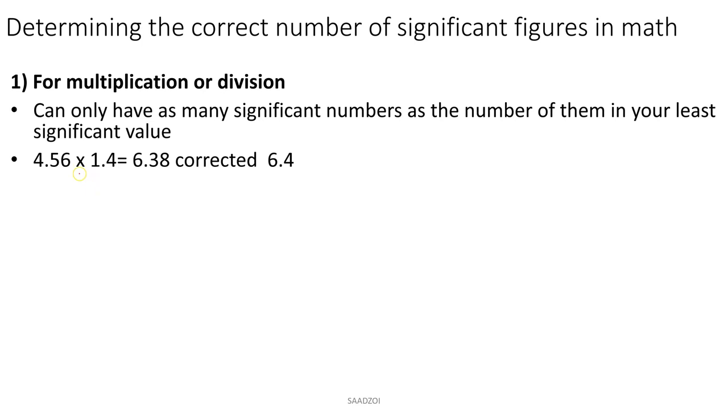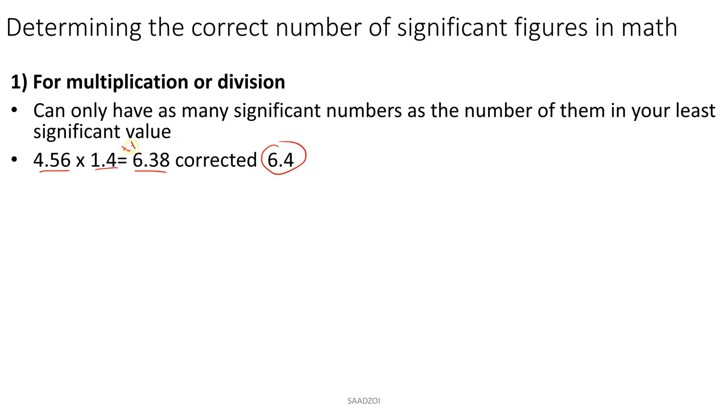So you look at all the numbers you're multiplying together and identify which one has the fewest sig figs. Here we have 3, here we have 2. 2 has fewer sig figs, so our answer can only have 2. If there was 4.56 times 1.4 times 1 with only one sig fig, our answer could only have one number in it. So instead of 6.4, which is what you get when you multiply them together, you have to change it into the correct sig fig, which is 2. That's what this is, so it's the correct answer.